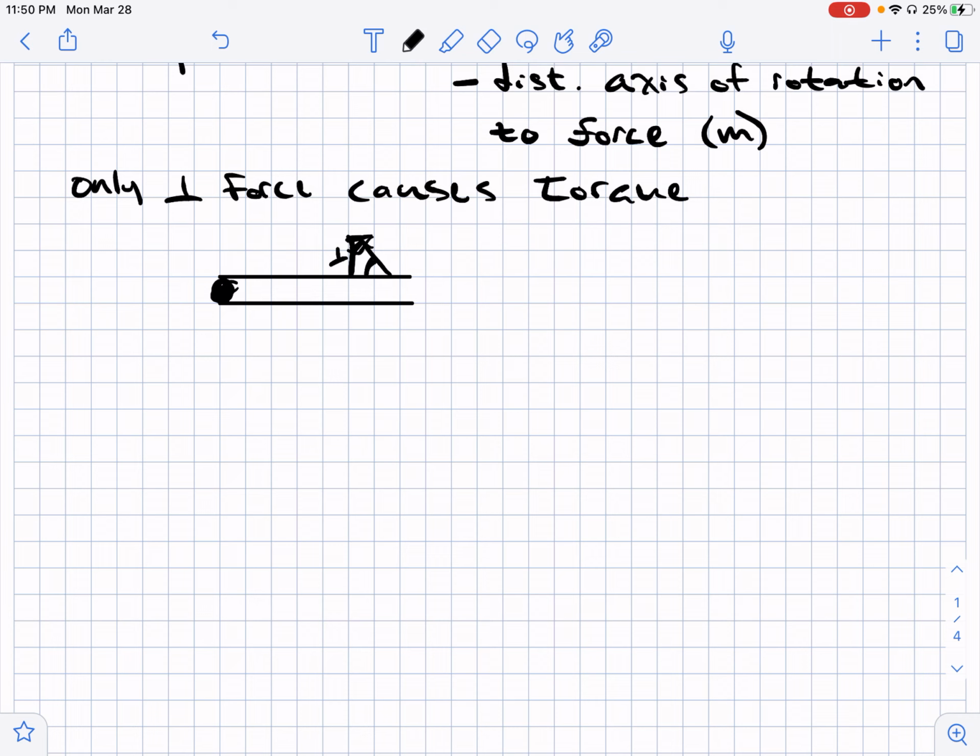Our equation for torque is tau, the Greek symbol tau, equal to the moment arm times the perpendicular force. The moment arm is in meters, force we know is in newtons, so torque is in newton meters. That's going to be our unit for torque.